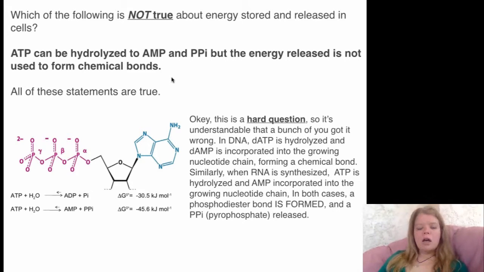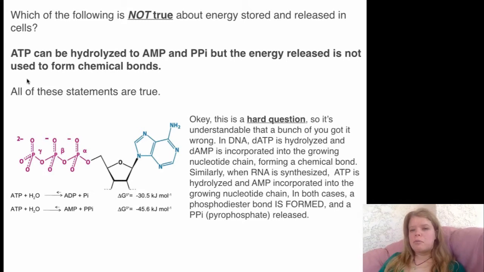So let's talk about that. Not all questions are easy to answer, because if you're trying to get something right, it's hard to figure out, when you're thinking about your information, which one of the options is actually wrong. So ATP can be hydrolyzed to AMP and pyrophosphate, and the energy released can be used to form chemical bonds. It's actually used in a number of reactions in the cell. It's not as common, obviously, as an ATP to ADP conversion, but a lot of the reactions release pyrophosphate.